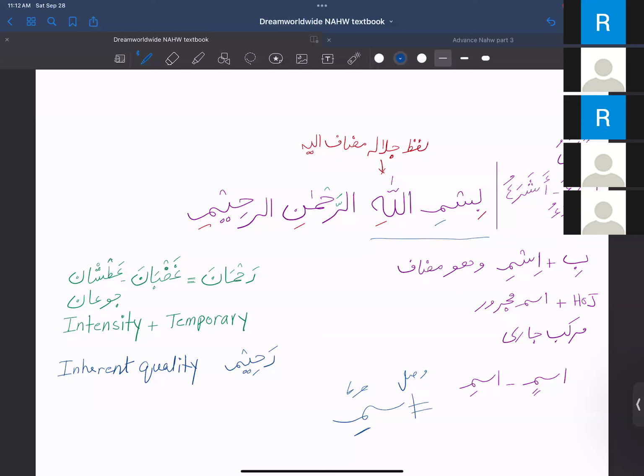What is the status of Ar-Rahmani? Jar status. Jar. Yes. Why is it jar? Is there any harfu jar before it? No, it's because of Allah. Right? Because of the ba? No, ba cannot affect that far. Ba can only affect one ism after it, that's all. It is sifa of Allah, lafzu jalala.